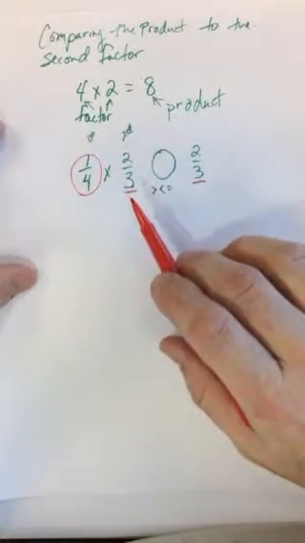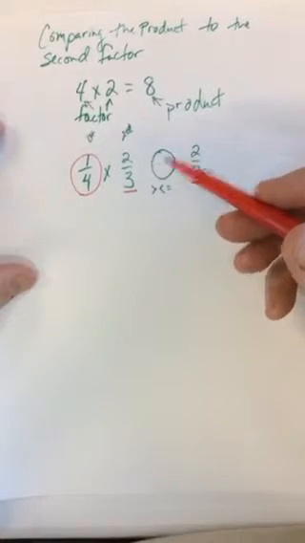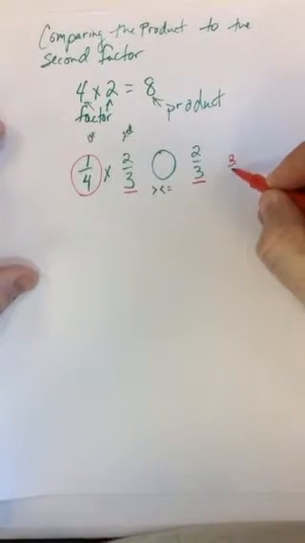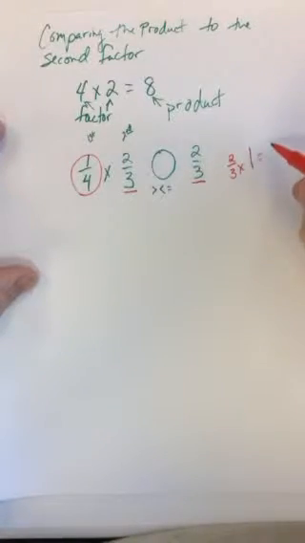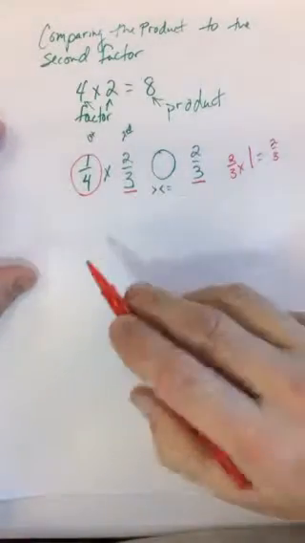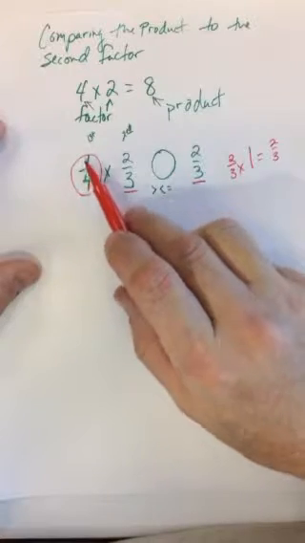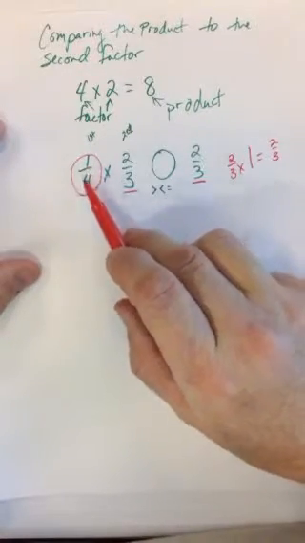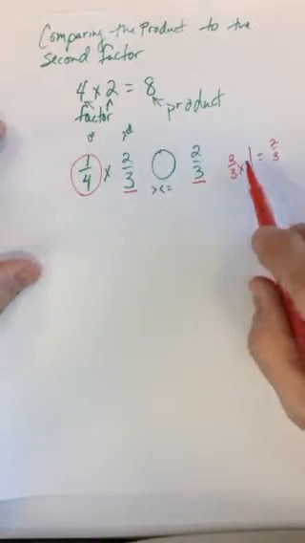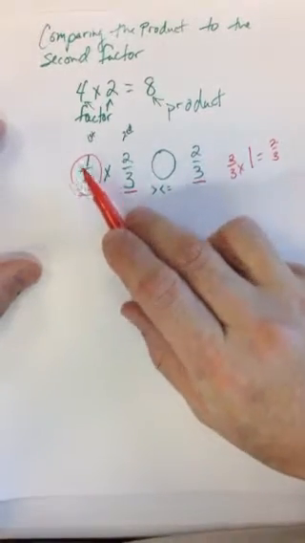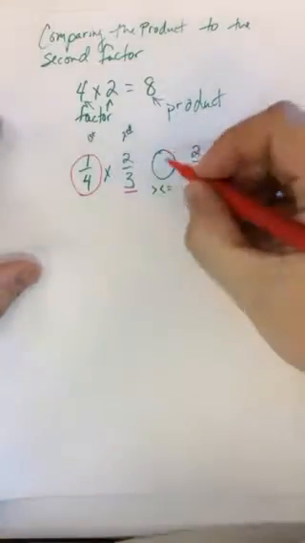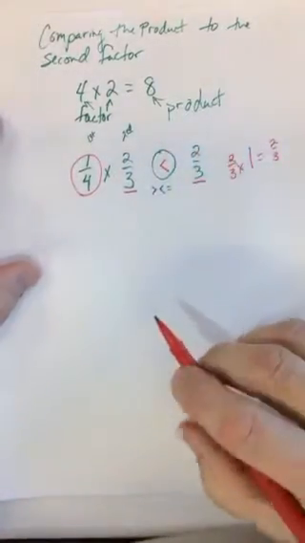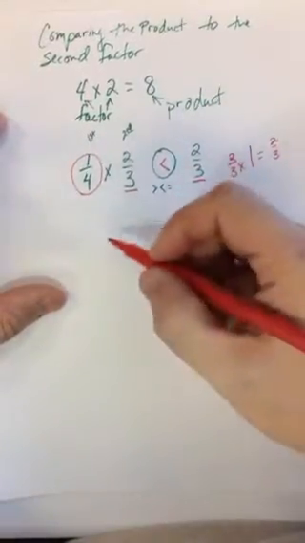If I were taking 2/3 times 1, that is going to equal 2/3. Because I am taking it times 1/4, and 1/4 is less than 1, I would anticipate that my answer is going to be less than 2/3. So to do that, I'm actually going to figure that out.